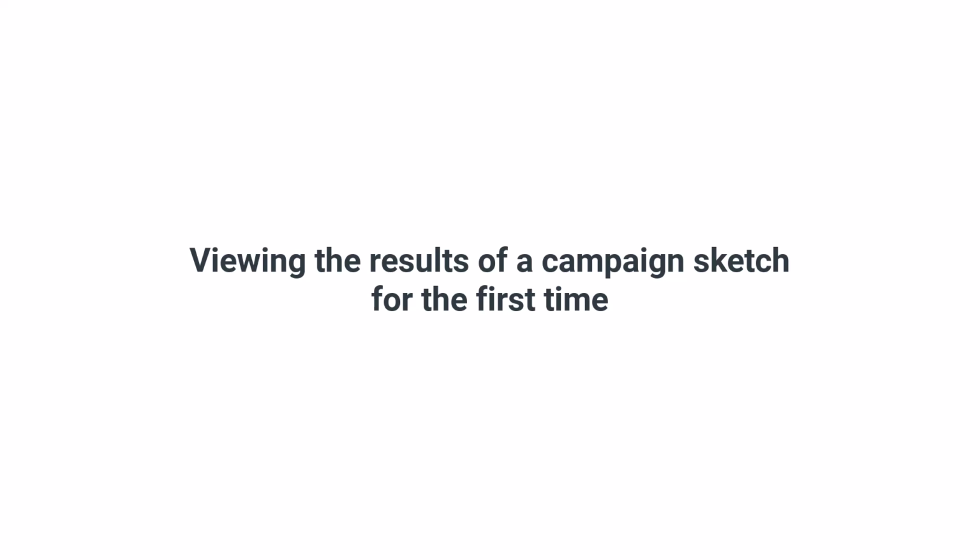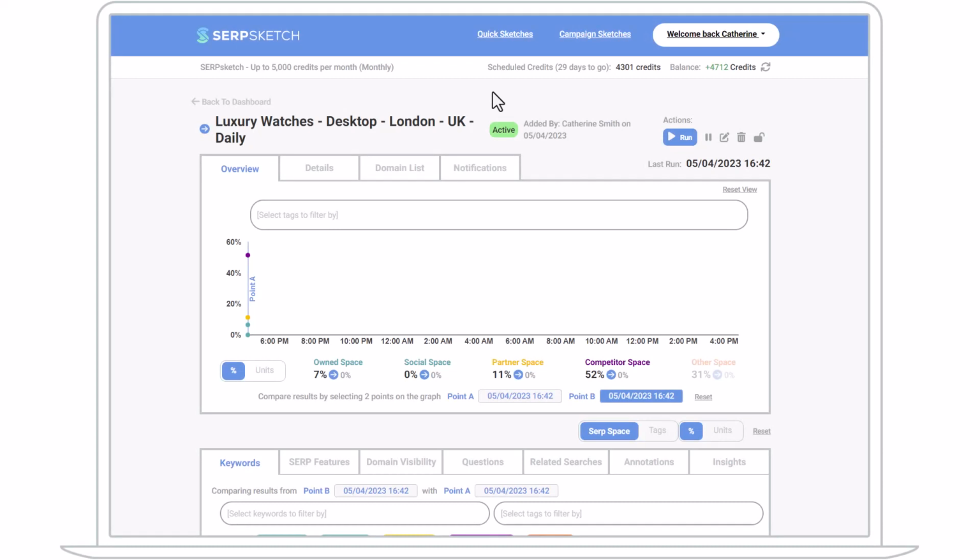Campaign sketches enable you to report on your share of page 1 for multiple keywords in a topic cluster or keyword set. You can report on a frequent basis so that you can track your page 1 share over time. What's important to note in SERPsketch is that you can compare any 2 points in time in the data. But obviously the first time you run a sketch, your point A and point B will be exactly the same date and time. Let's take a look at a campaign that's just run for the first time.